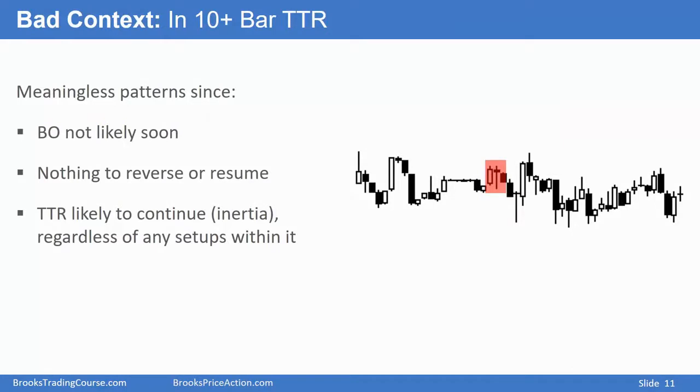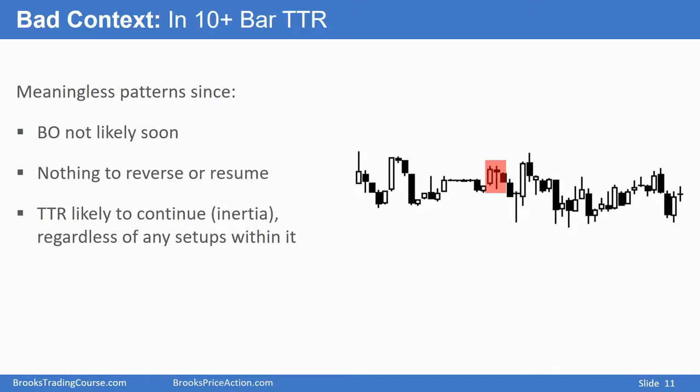Context, really important. Here we have another IOI pattern, inside bar following outside bar, but look to the left. It's a 20 bar tight trading range. Should I sell below the low of this bear inside bar? No, because chances are the sell-off is not going to go very far, and it may not even go far enough to make a scalp. It's not a reversal pattern. There's nothing to reverse. We're going sideways.